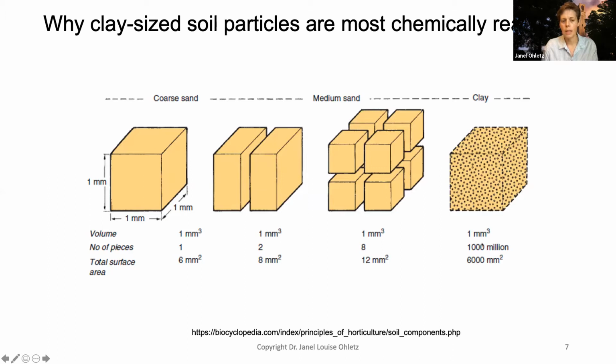And the number of pieces that can fit within that same one particle of sand, I can fit 1,000 million particles of clay. So it gives you an idea of their physical and chemical influences on the soil. That clay, because now you have so much more surface area, even though it's in the same amount of area or volume, has a large influence on some of the properties of your soil.